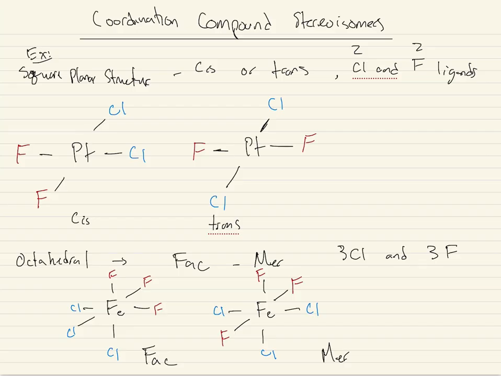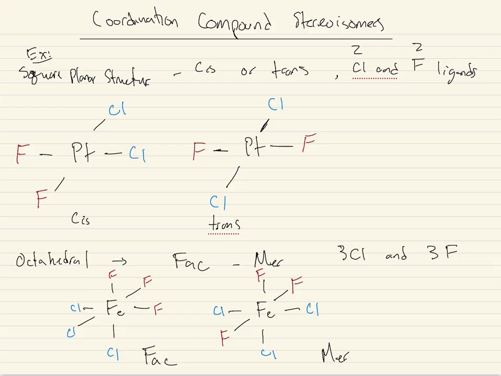Both these irons in these cases are each bonded to 3 chlorines. Both the irons are bonded to 3 fluorines, right? But the spatial arrangement, the 3D spatial arrangement, is different from each other. And so the only ones we're going to be looking at would be the fac and the mer isomers and the cis and trans for square planar structures. You can also have cis and trans for octahedral structures as well.